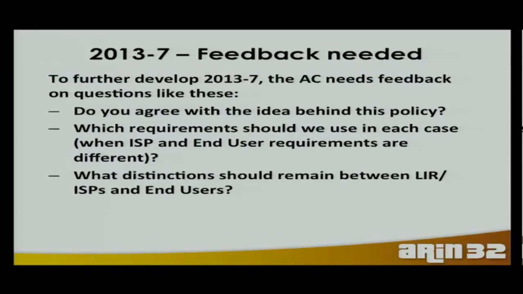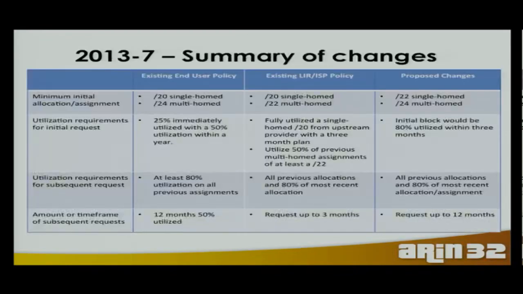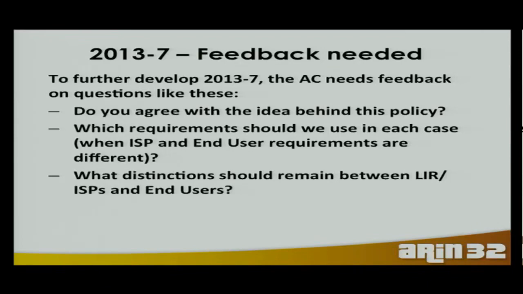So the AC needs feedback from the community. These are a few questions that I came up with. I'm sure you guys will answer a few questions that are not on this list. But at a high level, do you like the idea of consolidating the policy between ISPs and end users, allocations and assignments? Which of these requirements do you think we should keep? Are there any other distinctions besides the ones remaining with regard to reassignments, et cetera, that need to be maintained, keeping ISPs and end users distinct? If so, what and why?